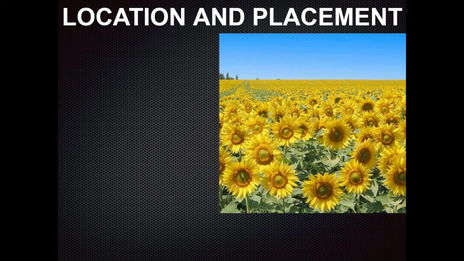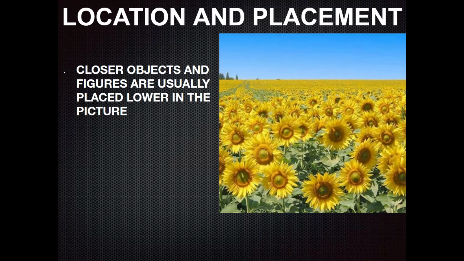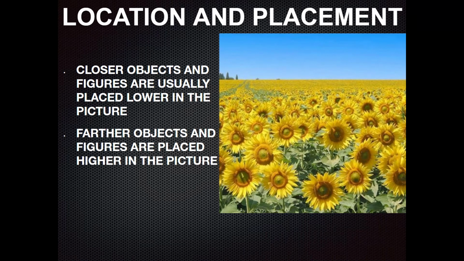Another way artists create space is by location and placement of their subjects. Closer objects and figures are usually placed lower in the picture. That tells us that it's closer to the viewer or closer to our lens, how we're going to see it. Whereas farther objects and figures are placed higher in the picture.